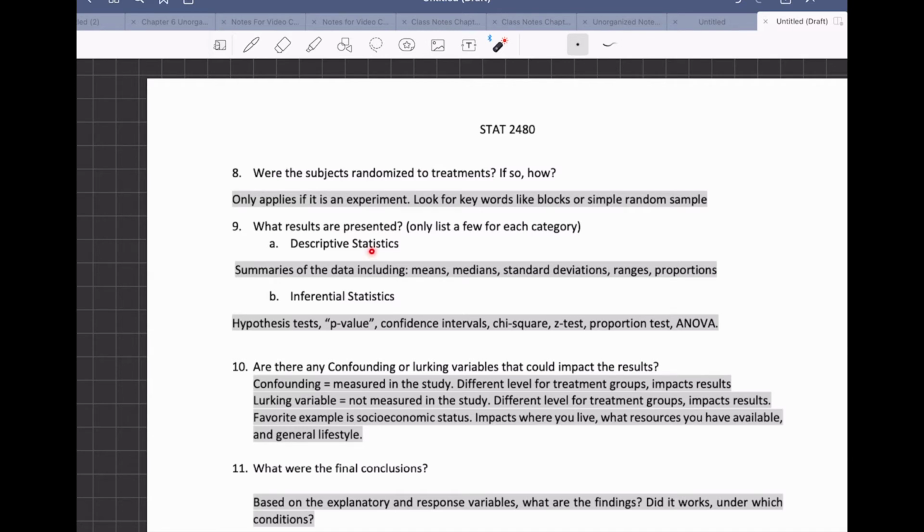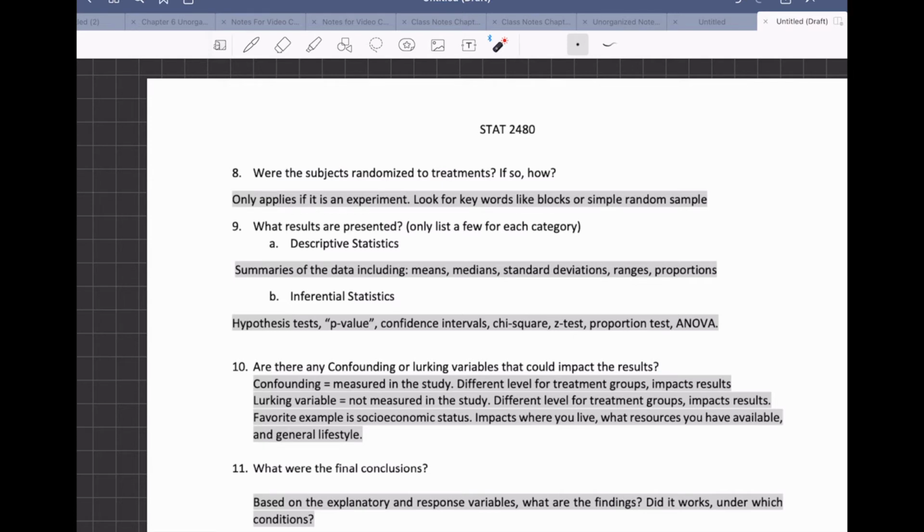What results are presented? Descriptive statistics here can be mean, median, standard deviation, minimum, maximum, quartiles. Yeah, I know I haven't talked about them in the course yet, but we're going to do it. And inferential statistics are techniques or methods that we're going to cover some of here in the course. For example, hypothesis test, p-value, confidence interval, chi-squared, proportion test, ANOVA, many things like that. We are going to see some of this in the course as well.